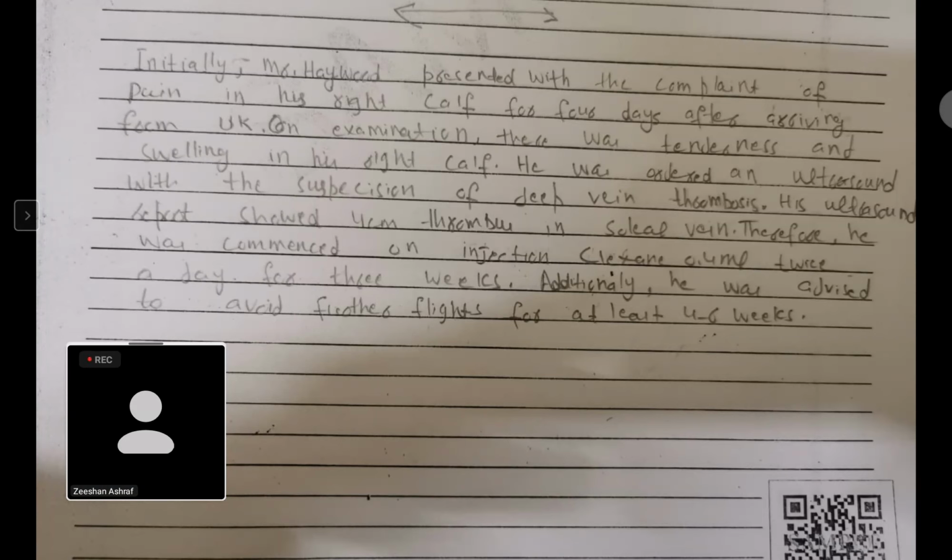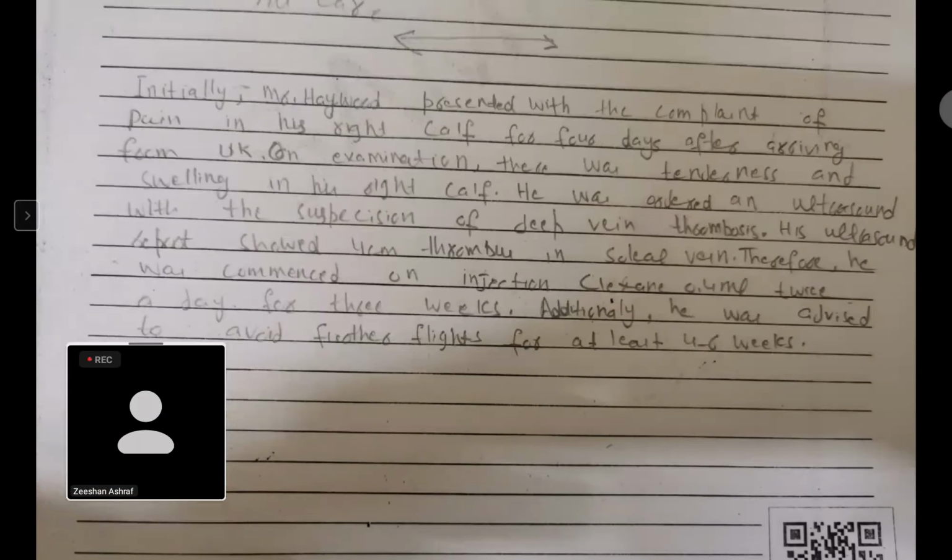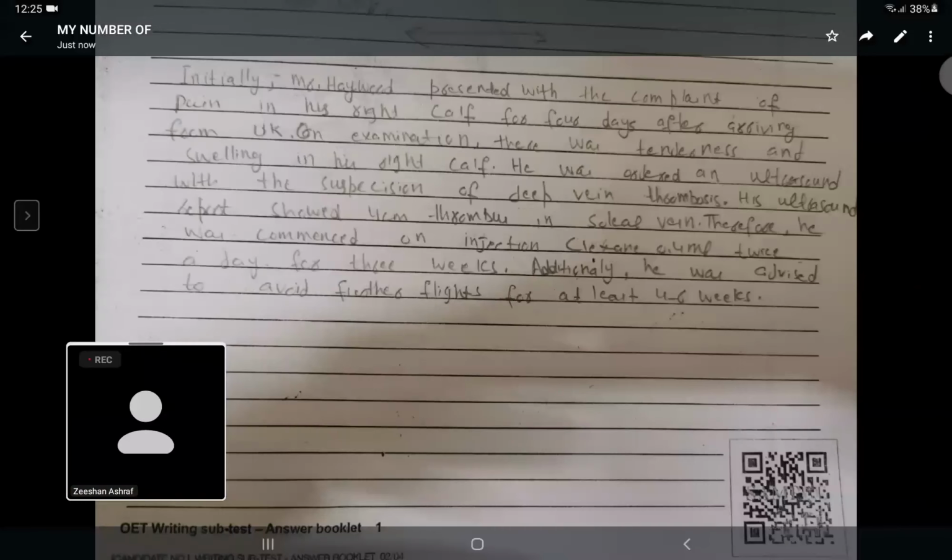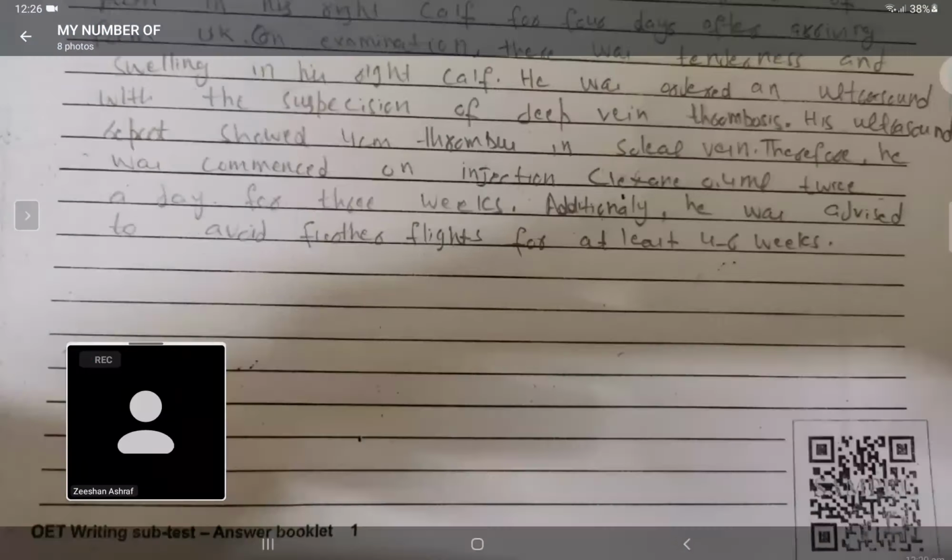Okay, so therefore he was commenced on injection Clexane twice a day for 3 weeks. Additionally, he was advised to avoid further flights for at least 4 to 6 weeks. This is very good. Let's move on. Very nice. Good, Dr. Zishan. Really appreciate it. Okay, all right.